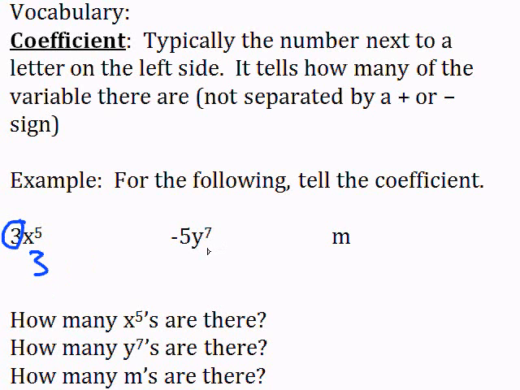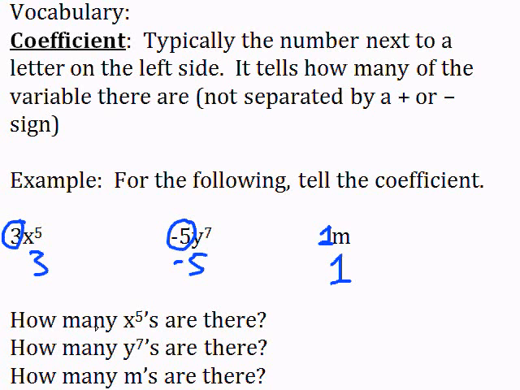For the second one, the coefficient is next to y to the seventh on the left-hand side, and it's a -5. So its coefficient is -5. For the third one, if there is no coefficient listed, the coefficient for m is understood to be 1 because there's only one m listed. So the coefficient for the third example is 1.